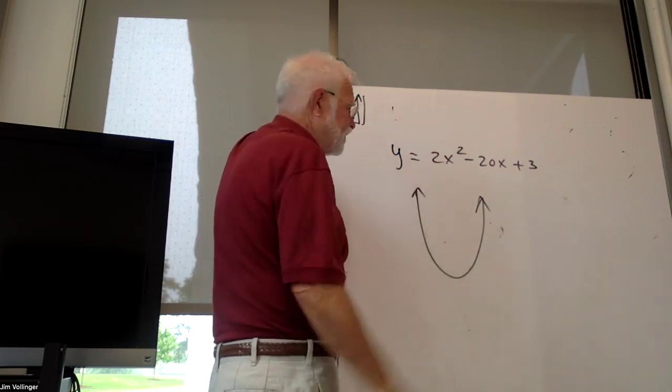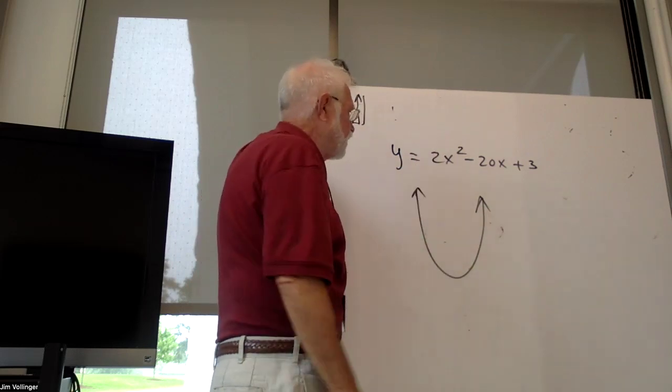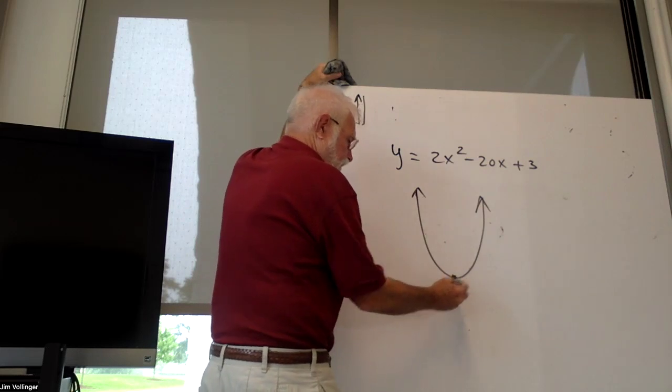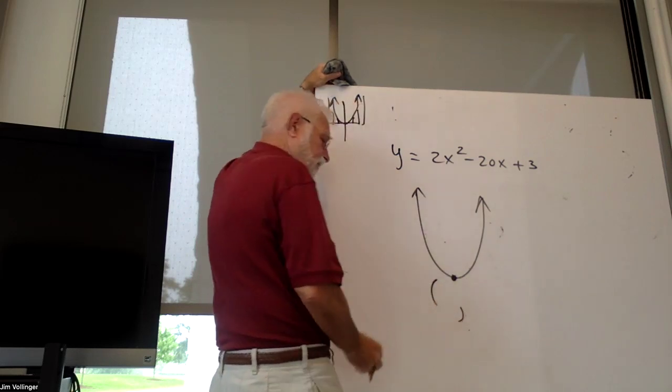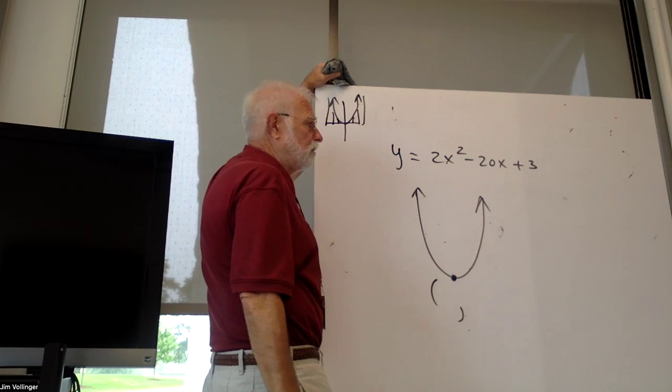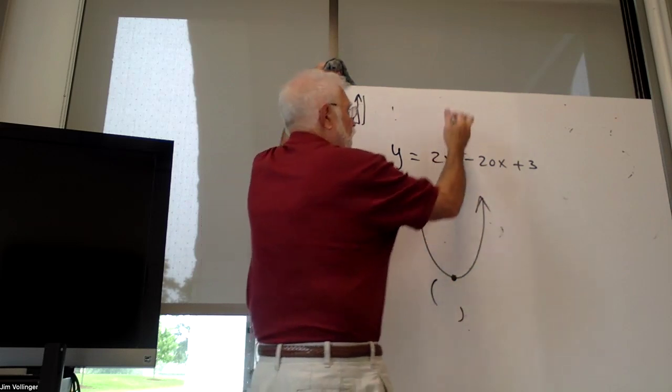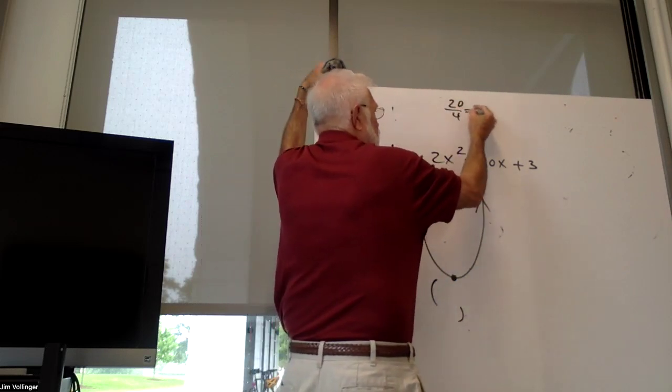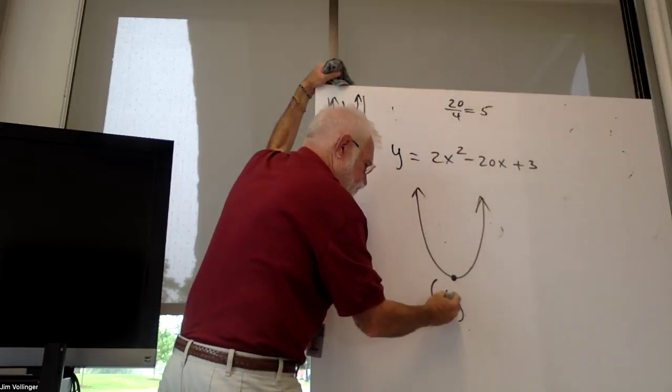I didn't write that last one in graphing form. I'll write this in graphing form. You're pausing the video. Do you remember from the video how you get that x value? Minus b over 2a, which is 20 over 4. So we have an x value of 5.